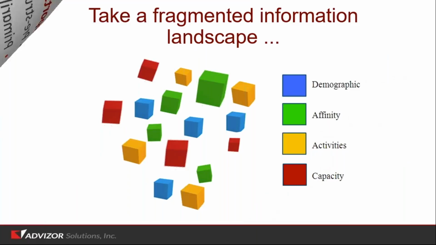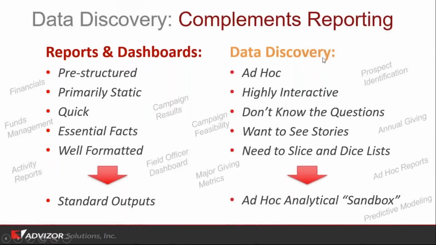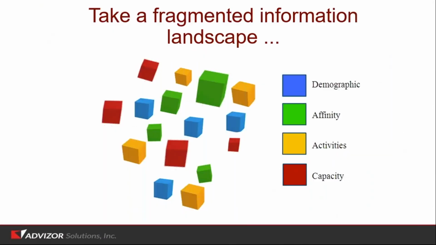So our world, just to back up, we're on the right. We're on the data discovery side. So I'm going to go a little bit into that for a few minutes and come back to a whole framework. So the concept of what we do is these represent a bunch of tables. Some of them have demographic content. Some of them have affinity content: events attended, reunions, activities, capacity.